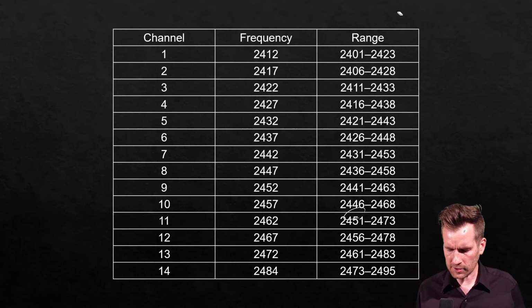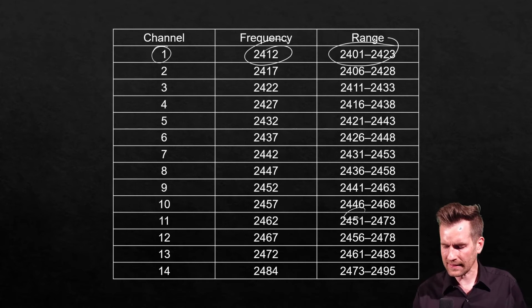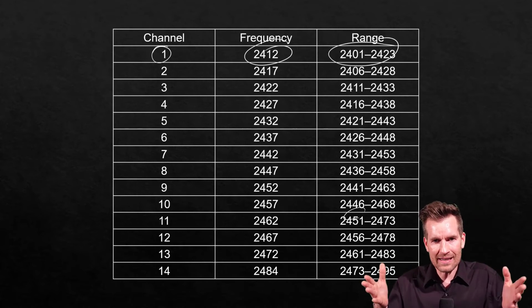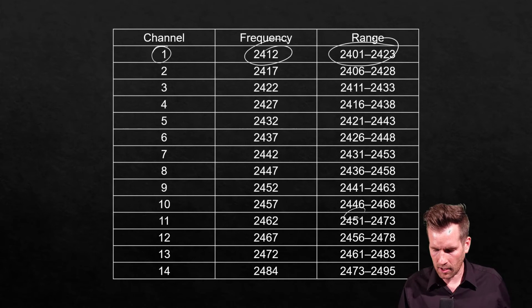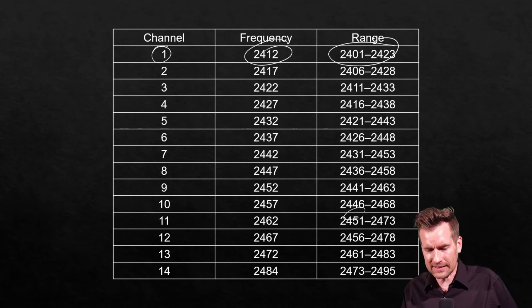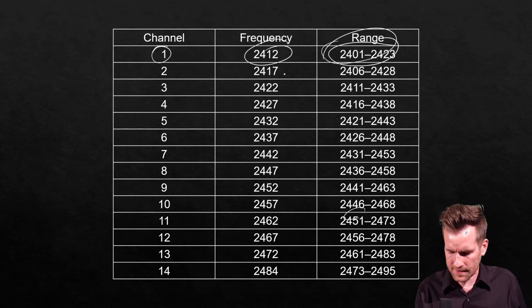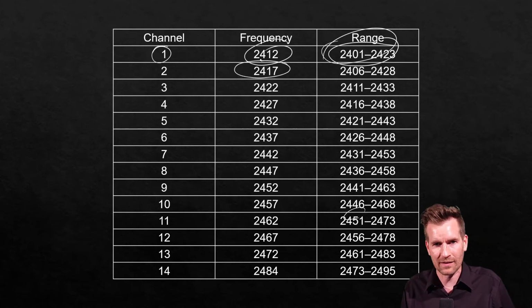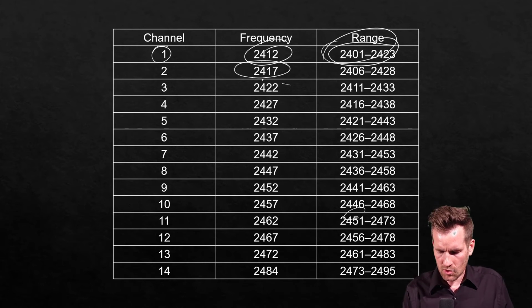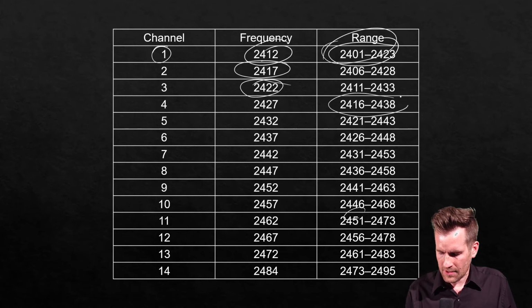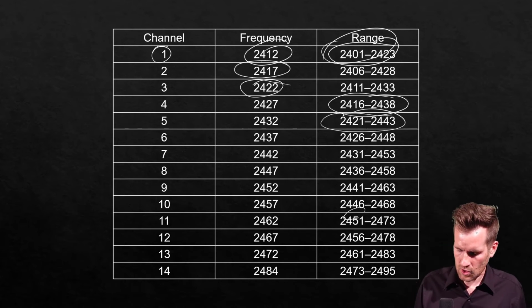And that's what you're seeing in this chart right here. We have a channel, we've got a frequency, and then we've got the range within it that we need to be able to send data across it. Now, what's interesting about this is that this range right here overlaps channel 2. It also overlaps channel 3. And if we look at channel 4, channel 4's range overlaps channel 1, and channel 5's range overlaps channel 1 as well.